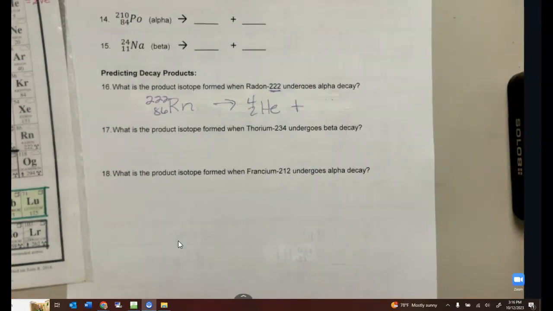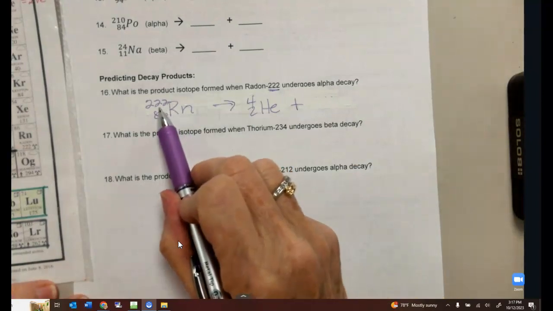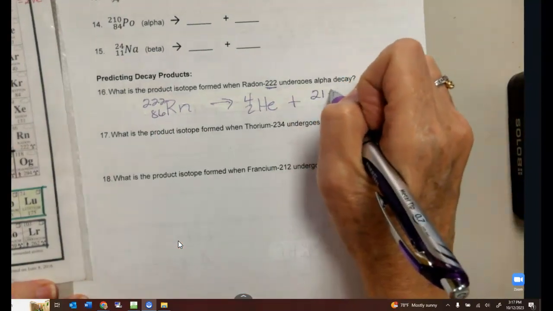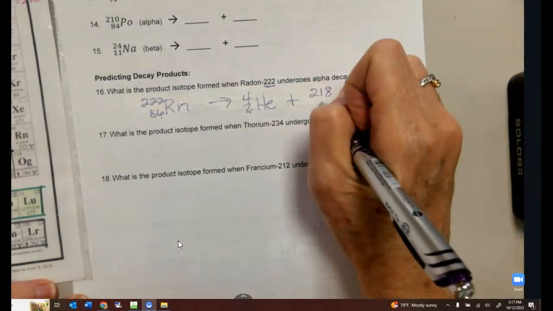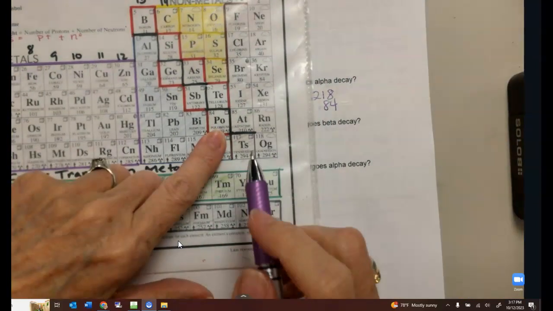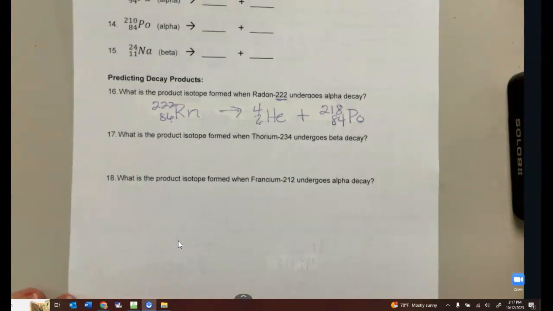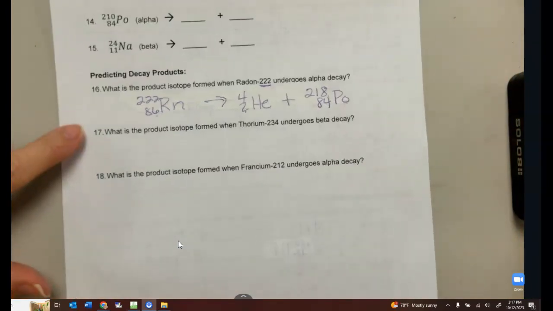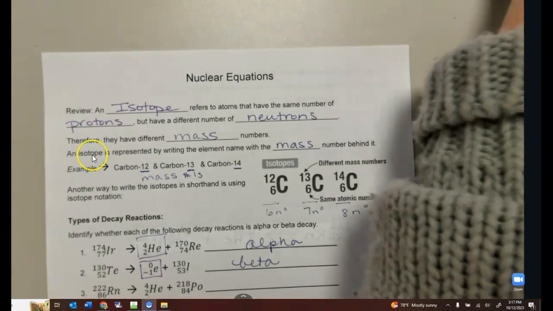If it undergoes alpha decay, what happens? 4 plus what number is 222? That would be 218. 2 plus what number is 86? That would be 84. And who's number 84? It's polonium, so I put my element symbol there. And there's my reaction. You're going to do the same thing for 17 and 18. Let me know if you have any questions about nuclear equations.